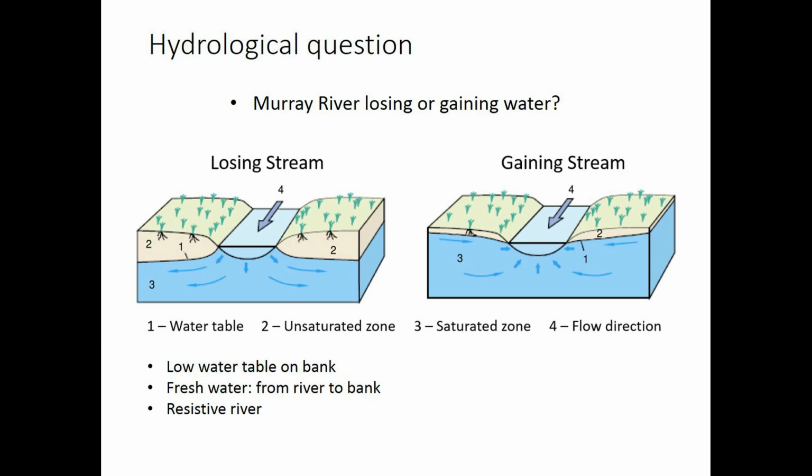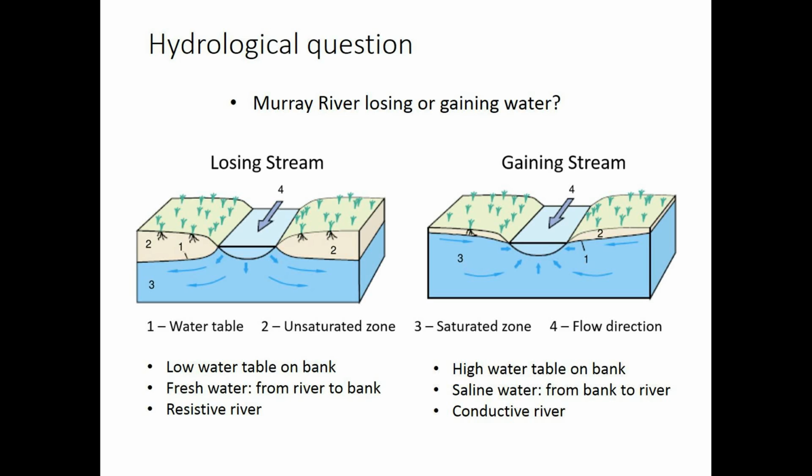Because of the fresh water in the river, the river will be electrically more resistive. On the right-hand side, it's called the gaining river, which is the reverse. So the water table on the bank is higher than the river, so the saline water is actually recharging the river, making a more conductive river. So this is a very basic, simplified concept here.